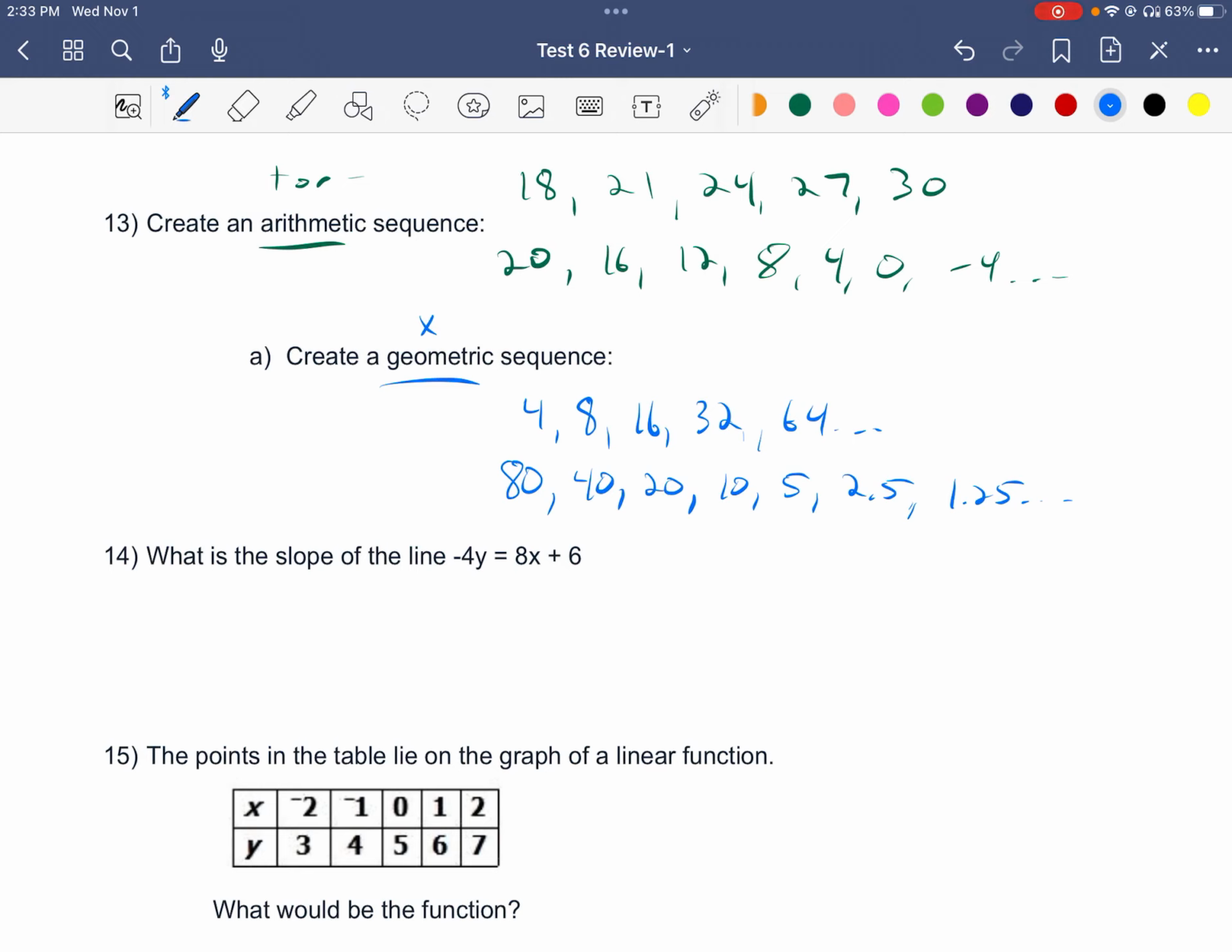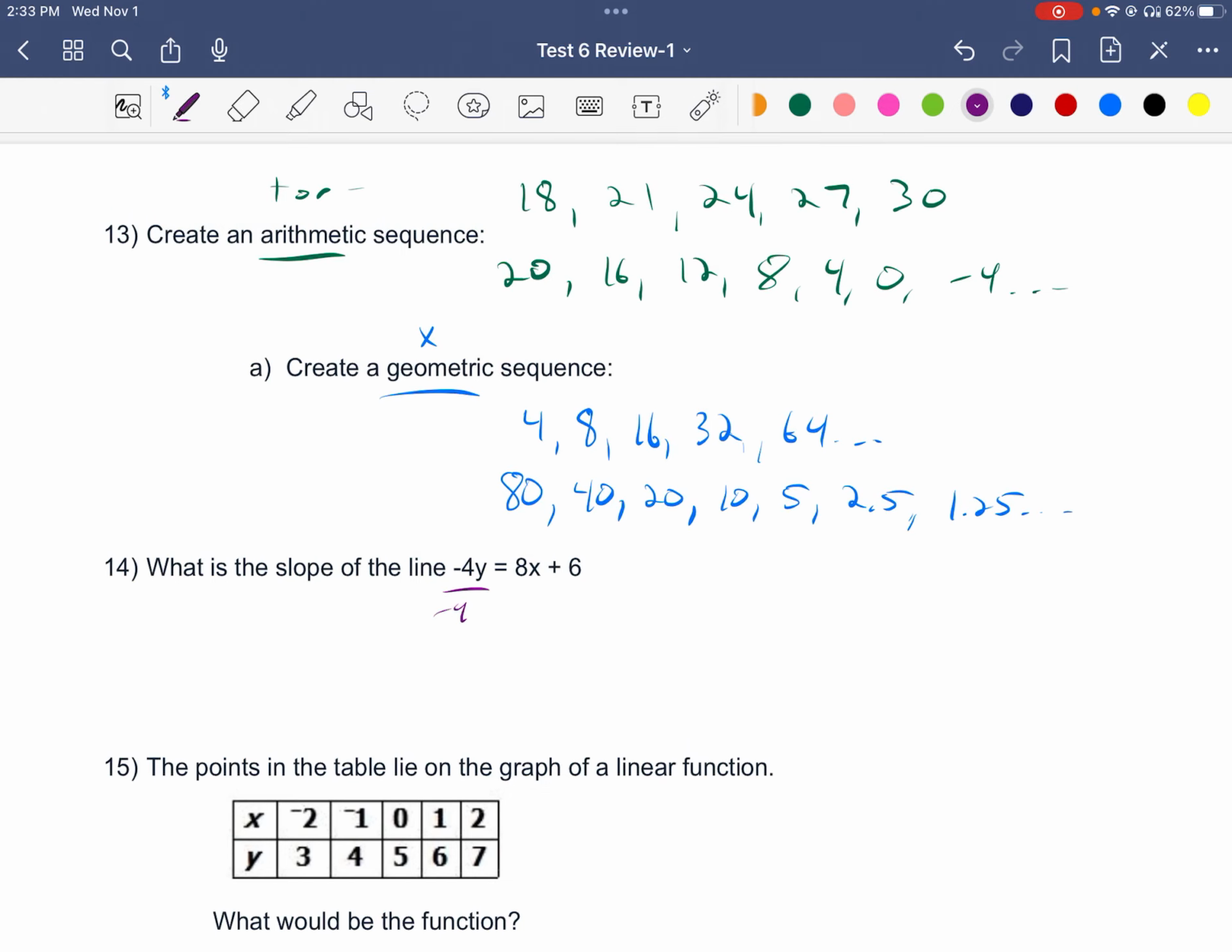14, what is the slope of that line? Got to get it set equal to y, so it's in slope-intercept form. So I'm dividing everything by negative 4. 8x divided by negative 4 is negative 2x. 6 divided by negative 4 would be negative 1/2 or negative 3 over 2, however you want to write it. Understand that the slope is the coefficient of x when it's in slope-intercept form, so it would be negative 2.